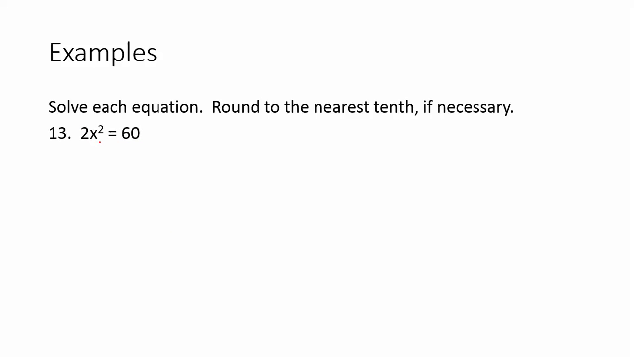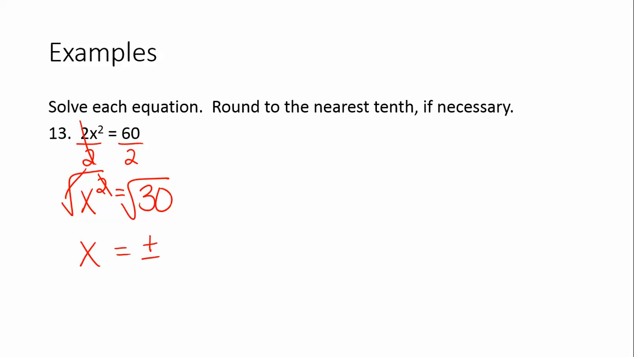On number 13, again, we want to make sure we get the x squared by itself first. That 2 is being multiplied, so we want to divide both sides by 2. 60 divided by 2 is 30. When I square root both sides now, I get x equals plus or minus. 30 is not a perfect square, so when I put that into the calculator and I take the square root of 30 and I round it to the nearest tenth, I get 5.5. In my calculator, it says 5.47, and the 7 rounds the 4 up to a 5.